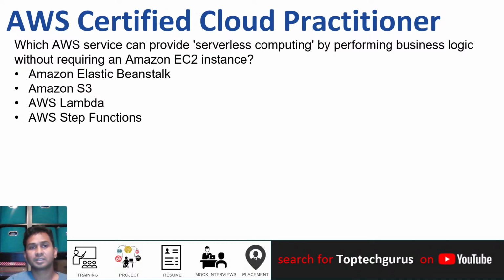Step functions. Step functions are where, when you have to talk between applications for the communications, you use step functions. So it's not something that has to do with computing. So that can be eliminated as well. So even though Elastic Beanstalk is also something to do with computing, it's not serverless. So the option has to be 3, AWS Lambda.